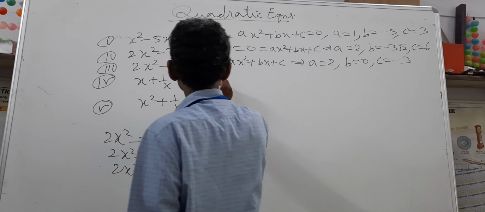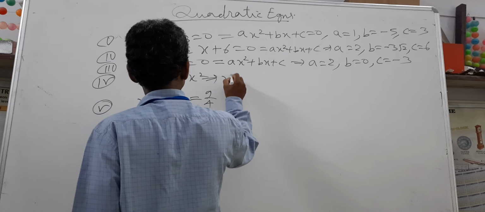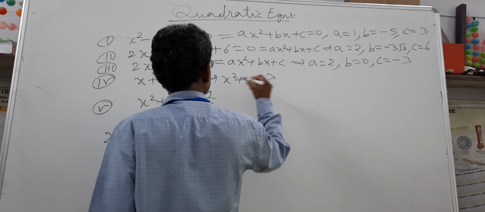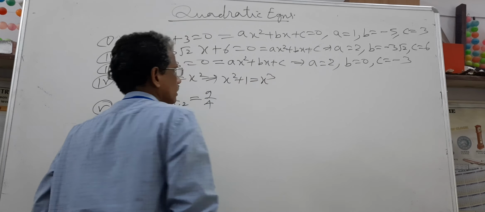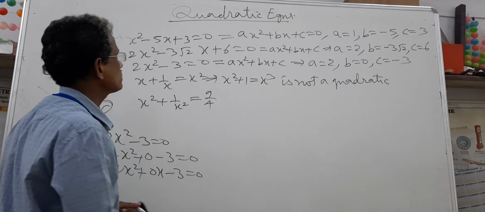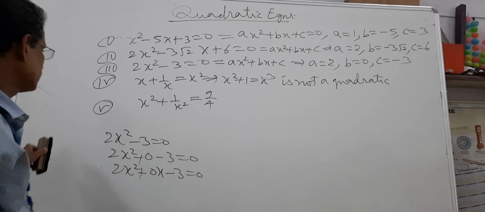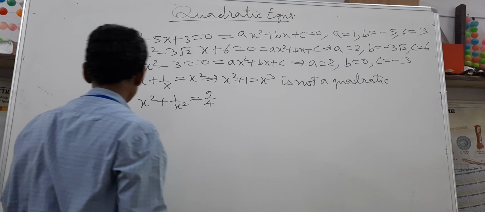But the fourth, if you simplify this expression, you will get x square plus 1 is equal to x cube. The highest power becomes 3, therefore it is not quadratic. Similarly, the fifth is also not quadratic. Simplify your equations. If it reduces to the form ax square plus bx plus c equal to 0, then it will be quadratic. Take another example.